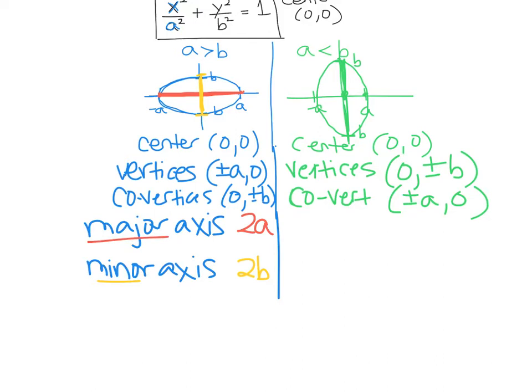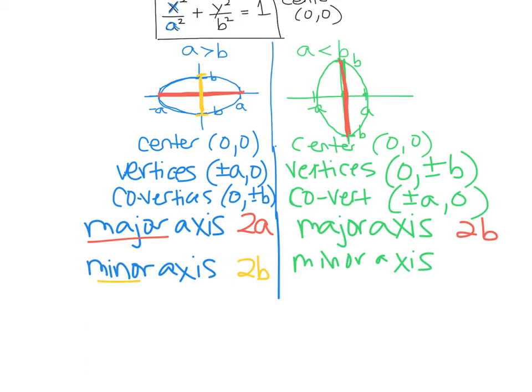Now, on the other side of this line, over here, the major axis is now longer going up and down. And so the major axis is 2B, and then the minor axis is the shorter one, which goes side to side, in this case is 2A. So just remember that minor is shorter and major is longer, okay?